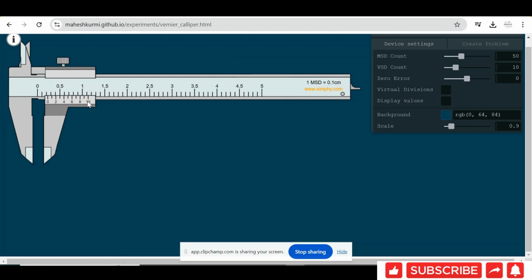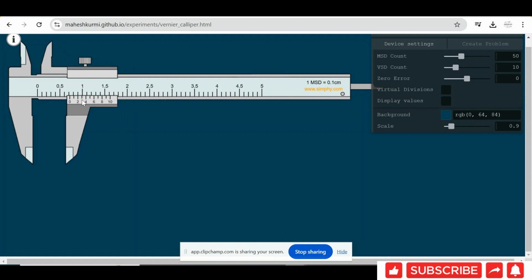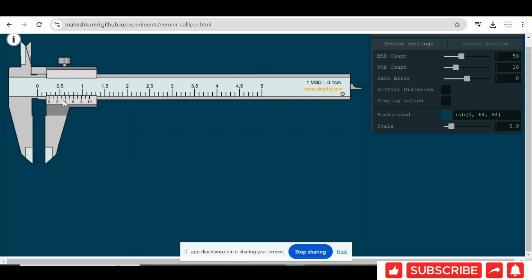If you see this instrument, there are two scales you can see. This scale is called the main scale, the normal scale that appears like that. So you will get main scale divisions, as well as there is a movable scale that is called the Vernier scale. For example, I kept a pen here, adjusted it, and fitted this.